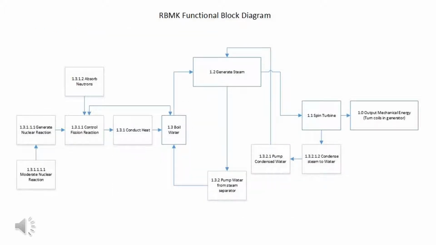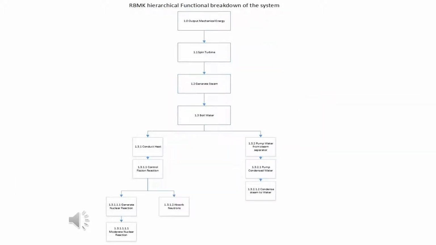Depicted is the RBMK functional block diagram, comprised of two separate cycles, the nuclear reaction and the steam cycle, which combined output mechanical energy that is converted into electricity, which leaves the site. Here is the RBMK hierarchical functional breakdown of the system, starting from the output of the mechanical energy and bringing it down to the moderation of the nuclear reaction.